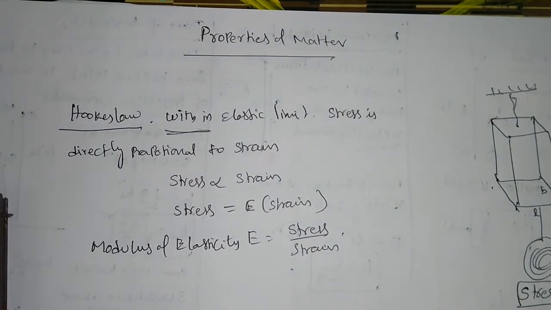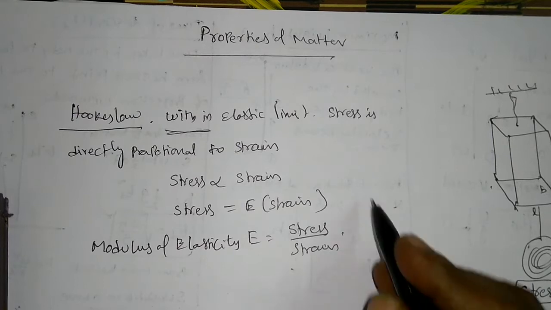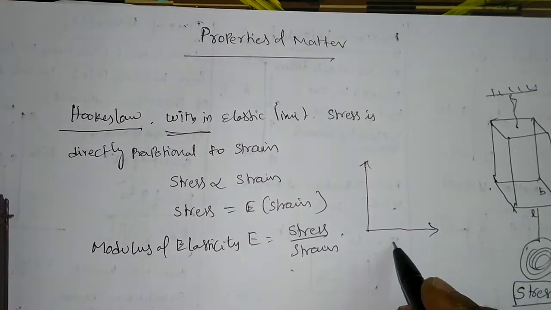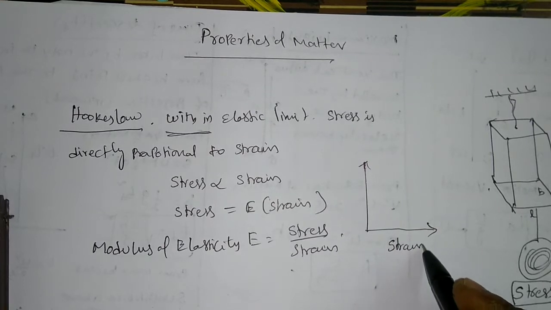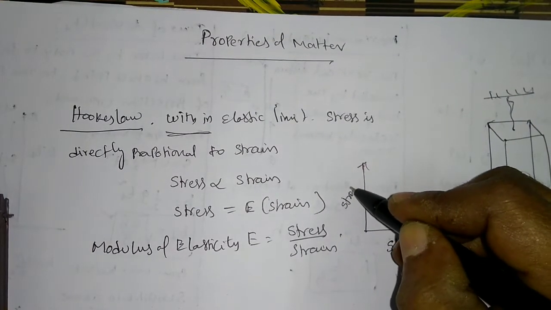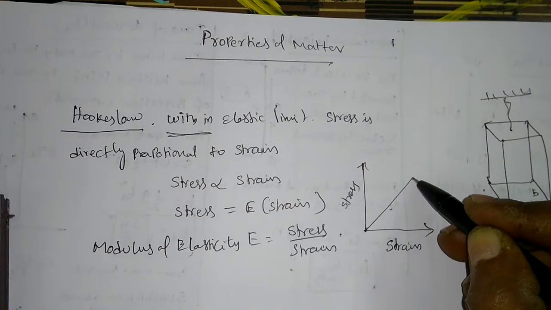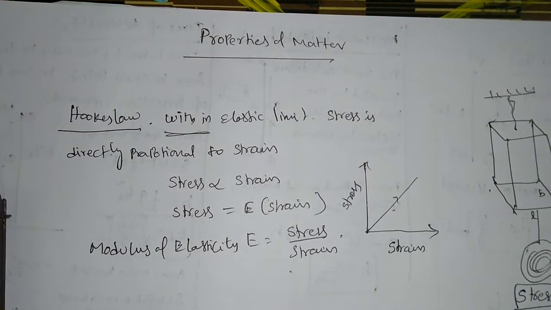So we can draw the graph also for this. Here is a graph. Generally strain is on the x-axis and stress on the y-axis. It will give a directly proportional relation, in the sense a straight line passing through the origin. This is the relation between stress and strain, which can be explained by Hooke's law.